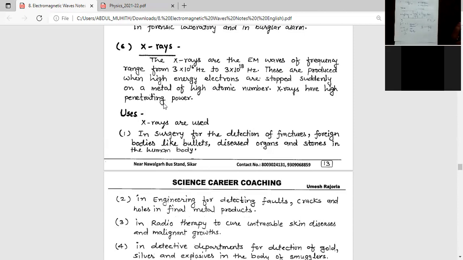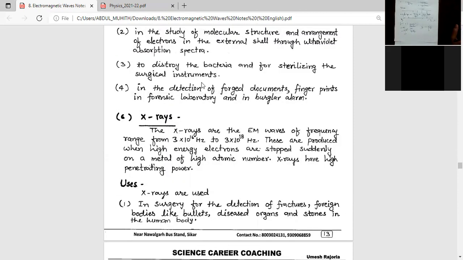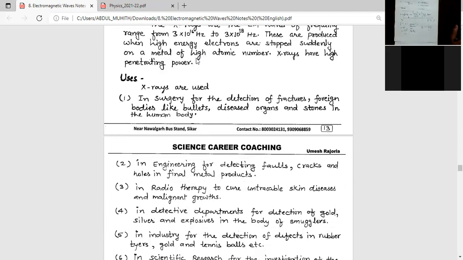So there are hazards. What are the hazards of ultraviolet rays? They can cause skin burns, skin tanning, and skin cancer. Keep that in mind. Also, X-rays are very dangerous. So we have to discuss the hazards also, apart from the uses, for ultraviolet, X-rays and gamma rays.